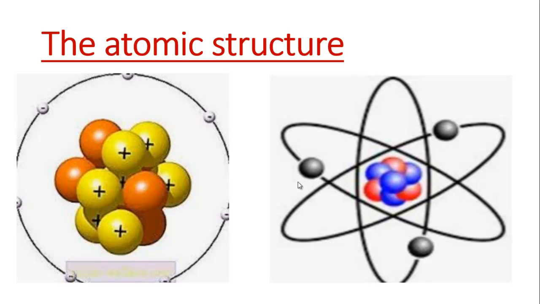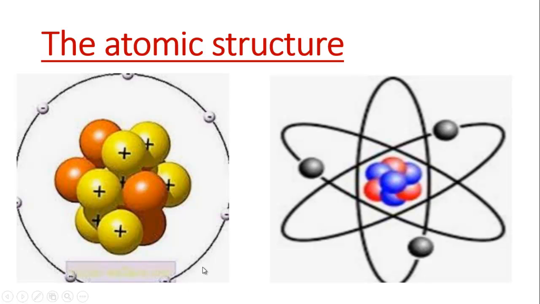The atomic structure. This is the structure of the atom. A positive charge, this is the charge of the proton. Proton has a positive charge. But what about neutron? Neutron is neutral, has no charge. What about electrons? Electrons are found outside the nucleus and revolve around it. Electron has a negative charge.